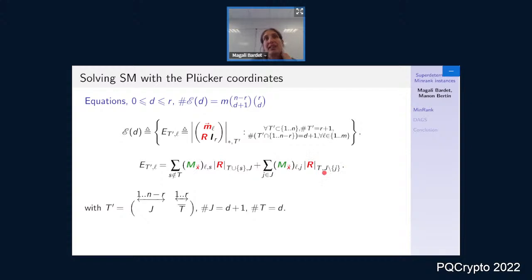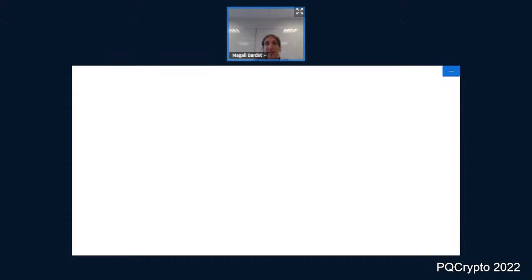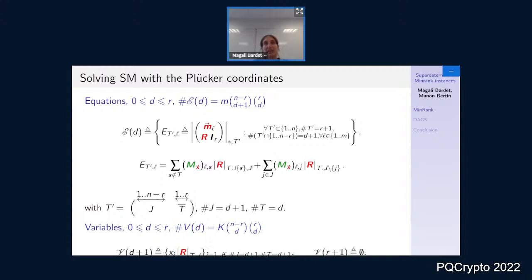And as you can express all equations in terms of minors of R, then we do the change of coordinates and use just the minors of R instead of the entries of R, and it allows to have equations of degree just 2 instead of R plus 1. And we can also sort the unknowns by degree. So the unknowns are the monomials, product of one X and one minor. And if we do that, we can try to linearize this system.